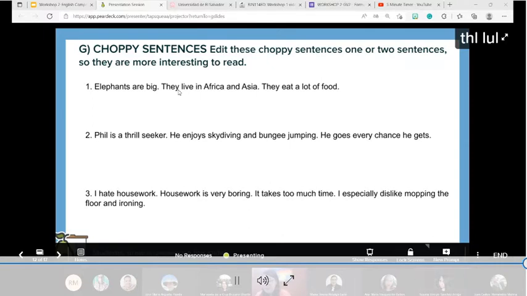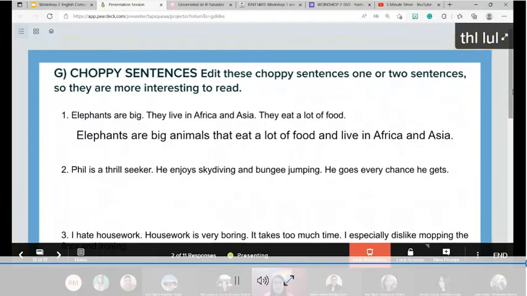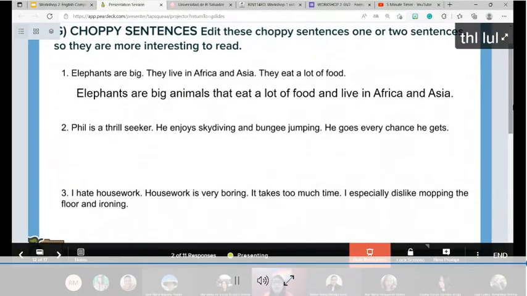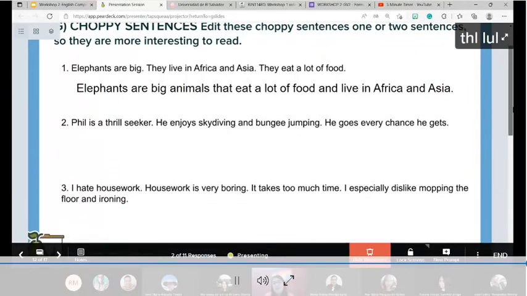Okay, elephants are big animals that eat a lot of food and live in Africa, Asia. No. Show the responses. Elephants are big animals that eat a lot of food and live in Africa and Asia.